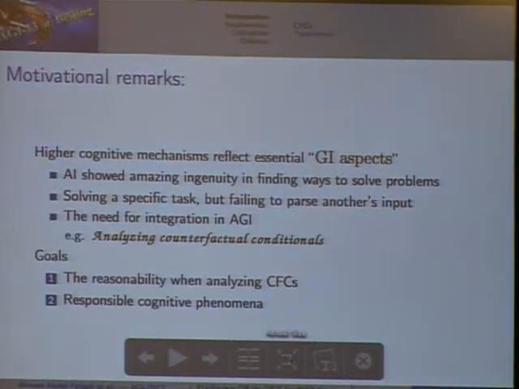counterfactual conditionals are not like other conditionals, for example, material implication, where you have binary truth value. You can say something is true or false. But for counterfactual conditionals, it's always debatable. So you don't look for binary truth values, but for reasonable analysis of a given counterfactual, or that's how we see it. So we talk about the responsible cognitive mechanism.